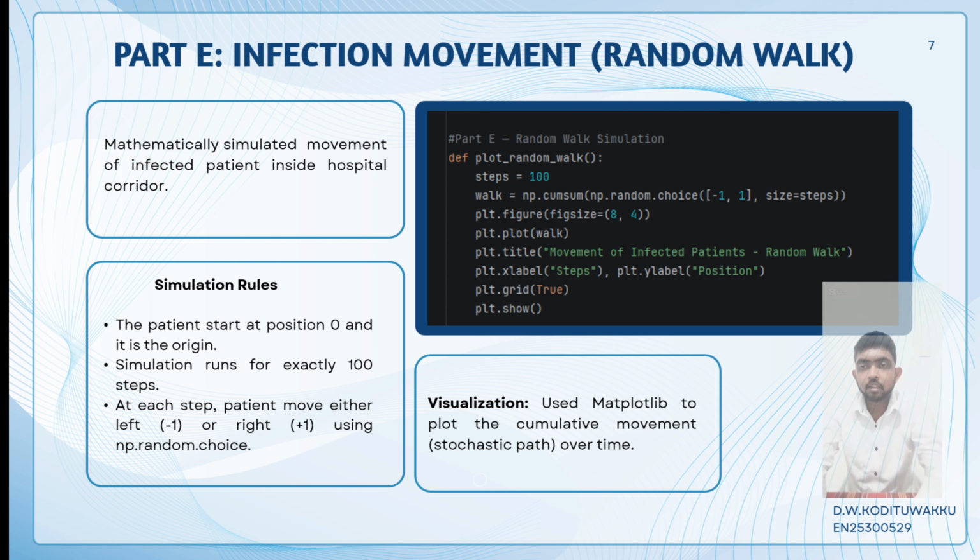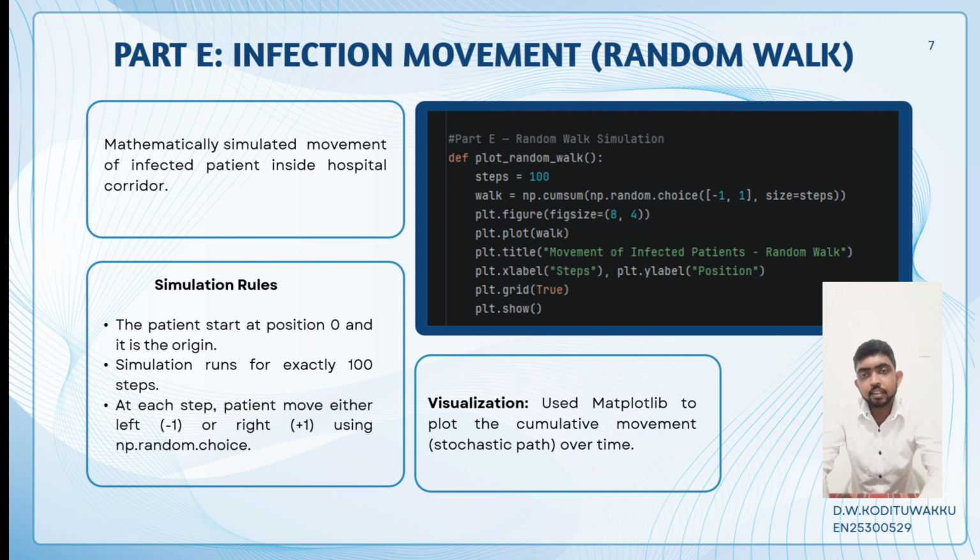Hello everyone, I am Dalu. Today I will show you how we simulated infection spread in a smart hospital ward. To keep the ward safe, we need to understand how infection can move around. In part E, we look at how an infected patient moves down a hospital hallway. We use a simple system called a random walk.